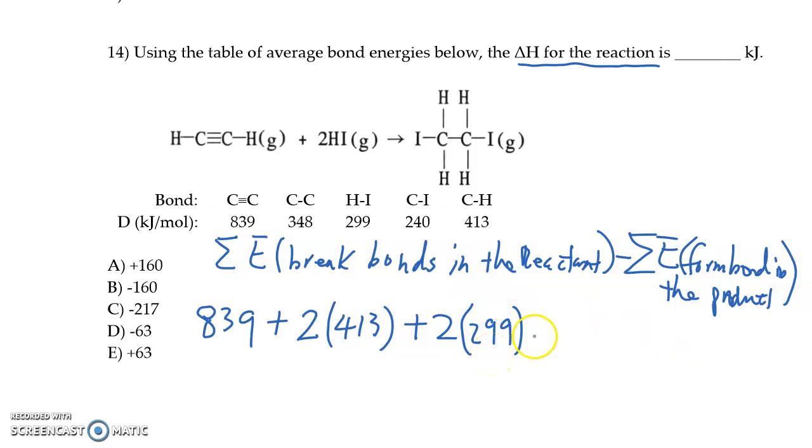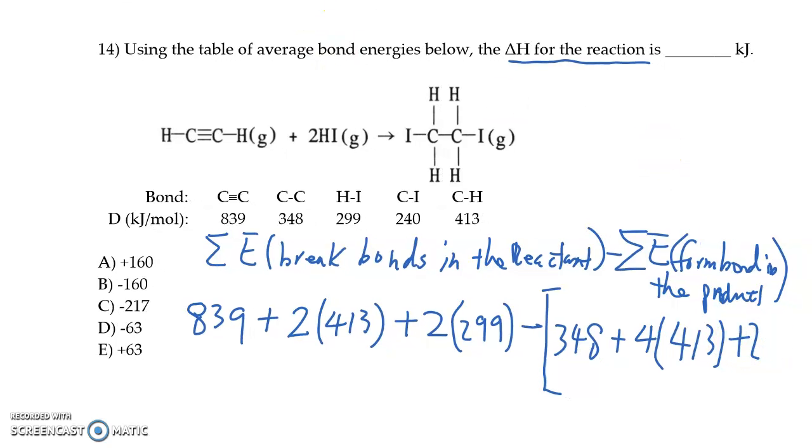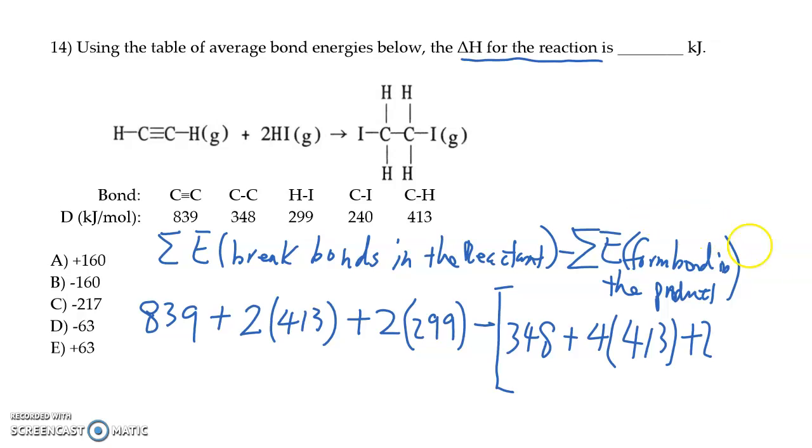Okay, let's see what is forming. So we just minus whatever is forming. Okay, minus the sum of this. So we are going to form a CC single bond, that's 348. We are going to form 4 of the CH bond, so plus 4 times the CH bond, 413. And we are going to form 2 of the CI bond, so plus 2 times 240.